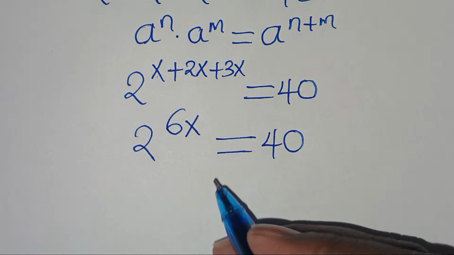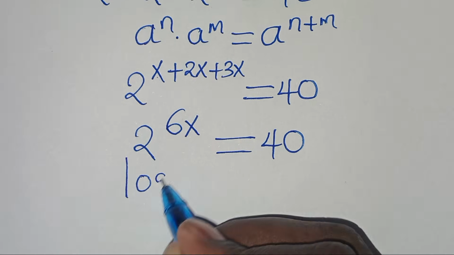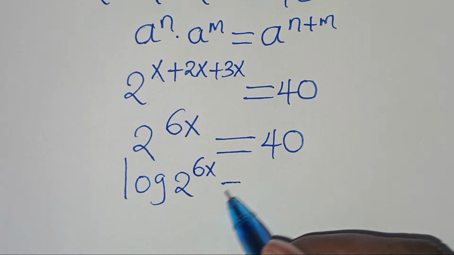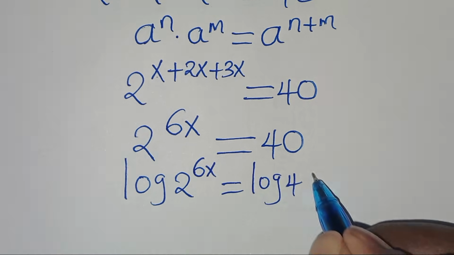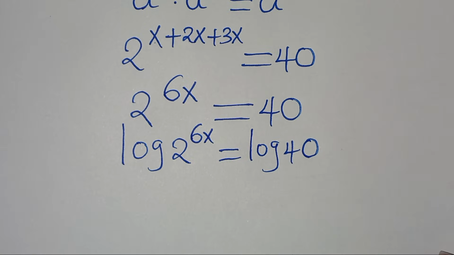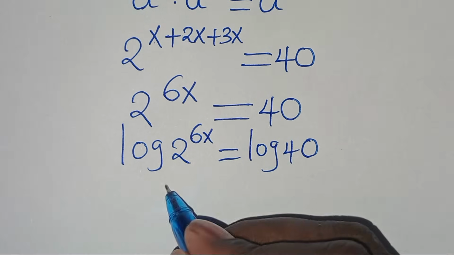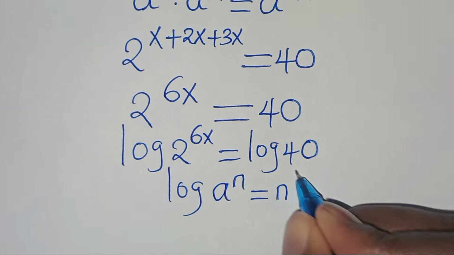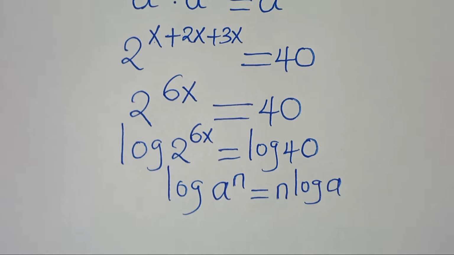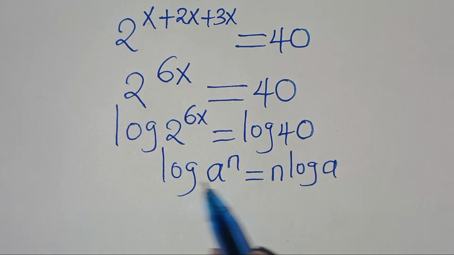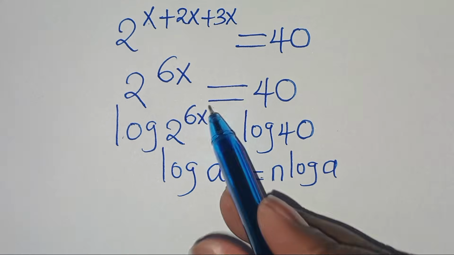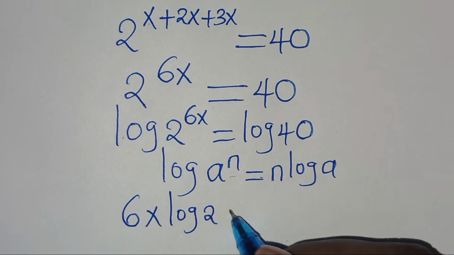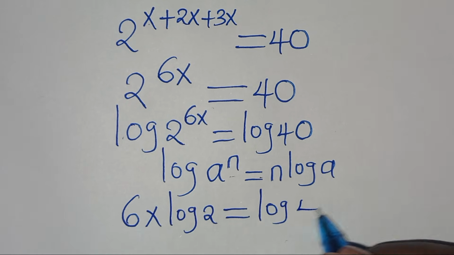To solve for x here, let's introduce logarithm on both sides. We have log 2 to the power of 6x, this is equal to log 40. Now, log 2 to the power of 6x, this is in the form of log a to the power of n, which can be expressed as n log a. Applying this power rule property of logarithm, then log 2 to the power of 6x becomes 6x log 2. This is equal to log 40.